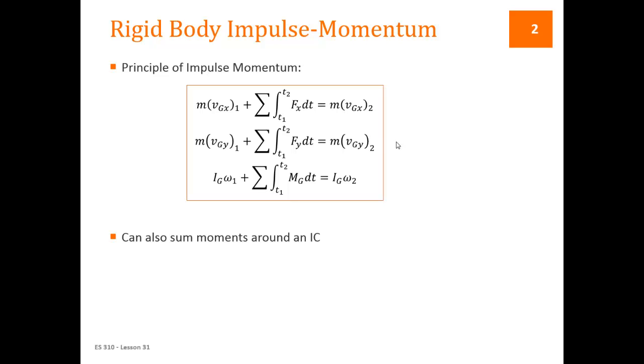To review the rigid body impulse momentum equations, we have that the linear momentum in the x and the y directions plus the impulses in the corresponding directions is equal to the final linear momentum in each of those directions. We also have that the rotational momentum around the center of gravity plus the impulse, which is the integral of the moments over a differential time element, is equal to the final rotational momentum around the center of gravity. We can also sum moments around any instantaneous center of zero velocity that might be present in our problem.